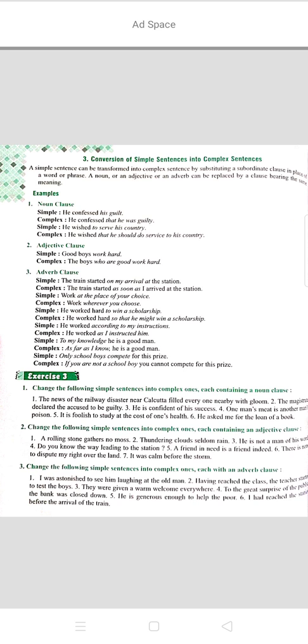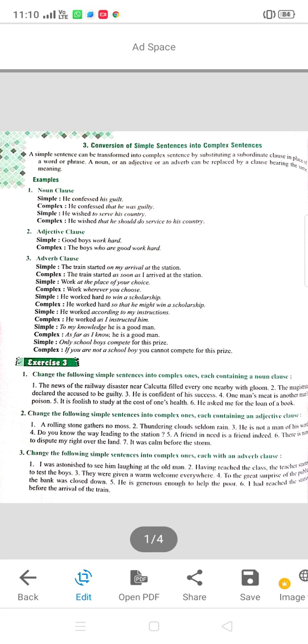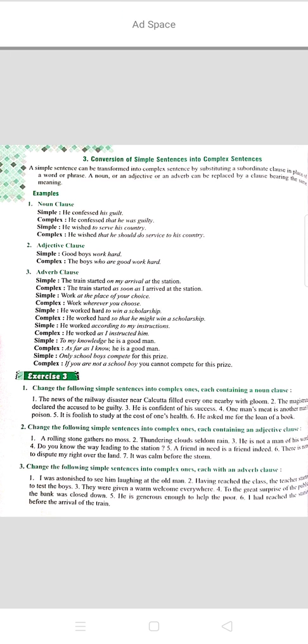Example here is noun clause. Simple sentence: He confessed his guilt. Complex: He confessed that he was guilty. That he was guilty, you can see, is your noun clause here. And here is an example of a simple sentence which is converted into a complex one.